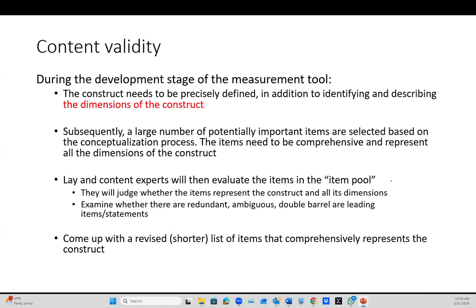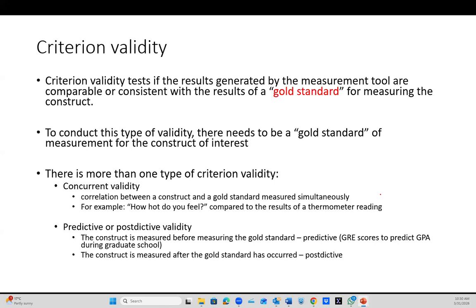But what we usually do is produce a large number of items, and then you bring in experts, sometimes lay and content experts, who will evaluate your item pool and say whether you have captured the construct and all its dimensions. This is what you need to know about it. Then people come up with a revised version that would comprehensively represent the construct.